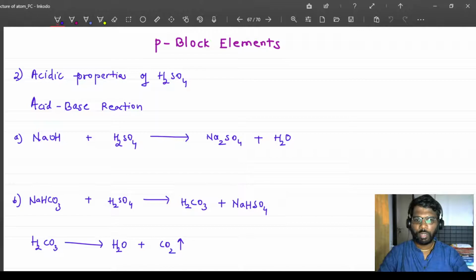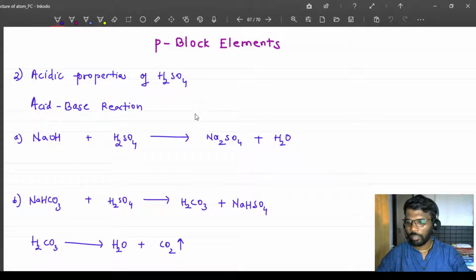Here we are going to learn about more properties of H2SO4. For the second property, the first property we learned was the dehydrating agent. Here we are going to learn about its acidic properties. So, acid-base reaction. Whenever it is an acid-base reaction, the thing is very simple.